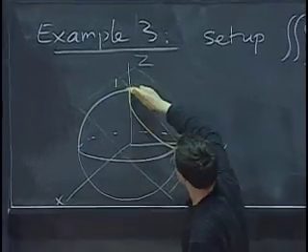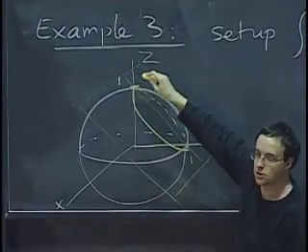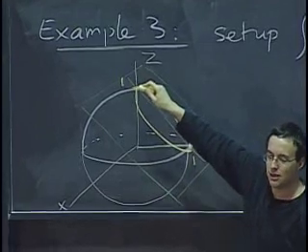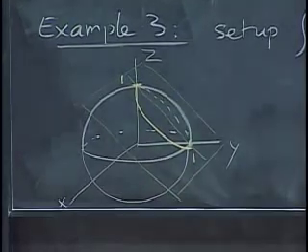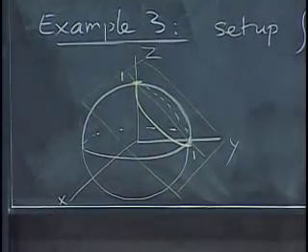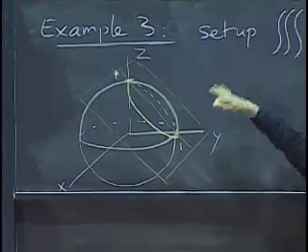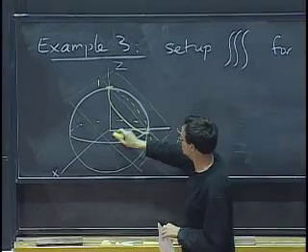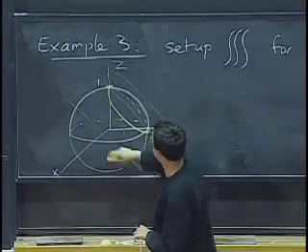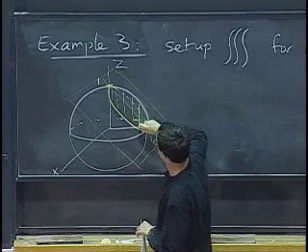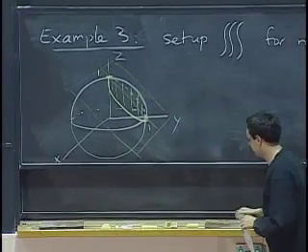Actually, any idea what kind of shape this is? Well, it's an ellipse, but it's even more than that. It's also a circle. If you slice a sphere by a plane, you always get a circle. But of course, it's a slanted circle. So if you project it to the xy plane, then you'll get an ellipse. Okay, so we want to look at this region in here.